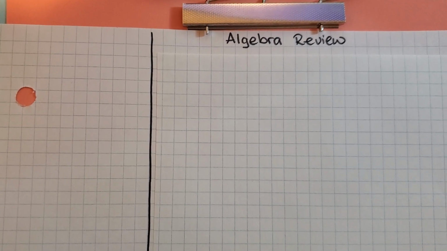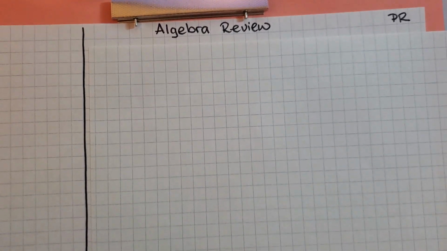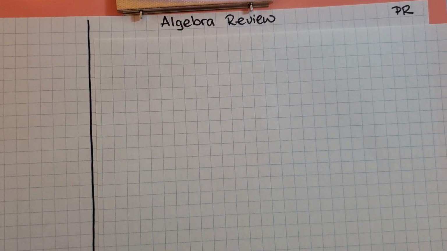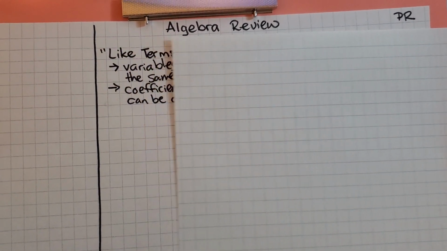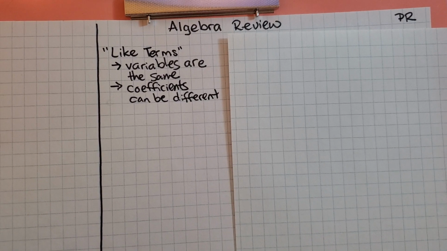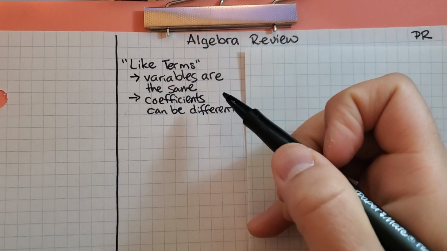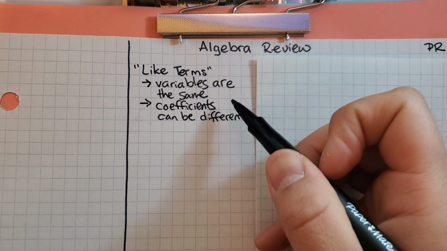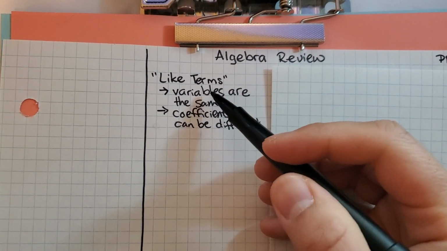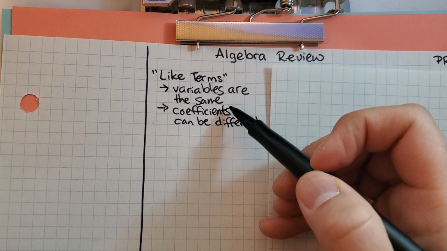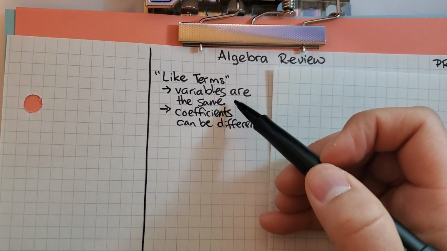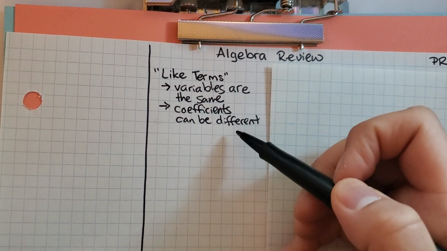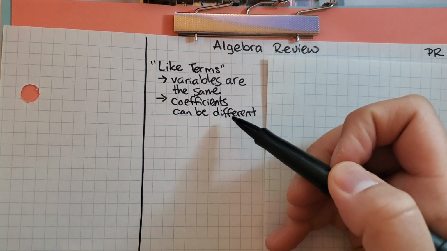All right, algebra review for patterns and relations. When we're talking about algebra, we're talking about combining like terms or isolating the variable through like terms, and we'll look at that more later. Remember that like terms have variables that are the same, and the coefficients can be different.